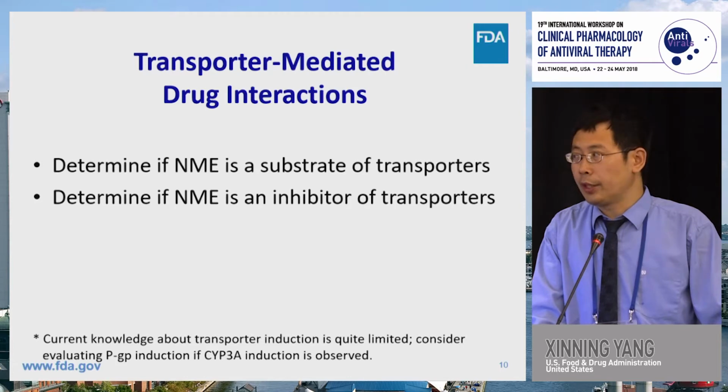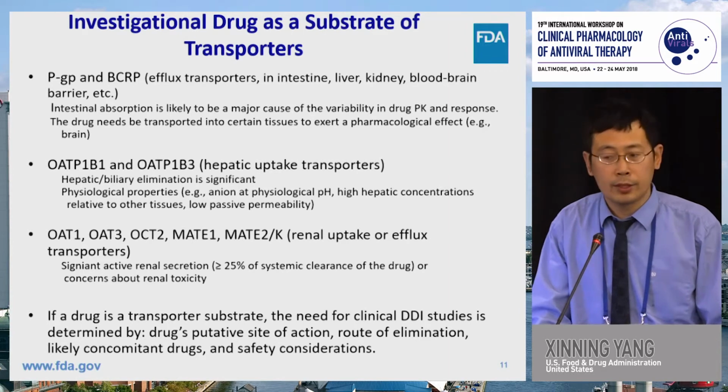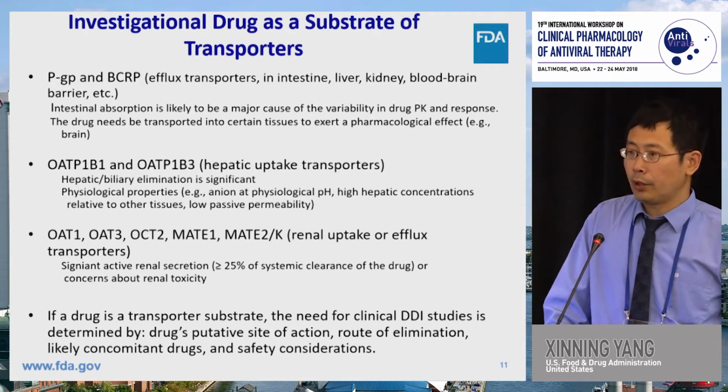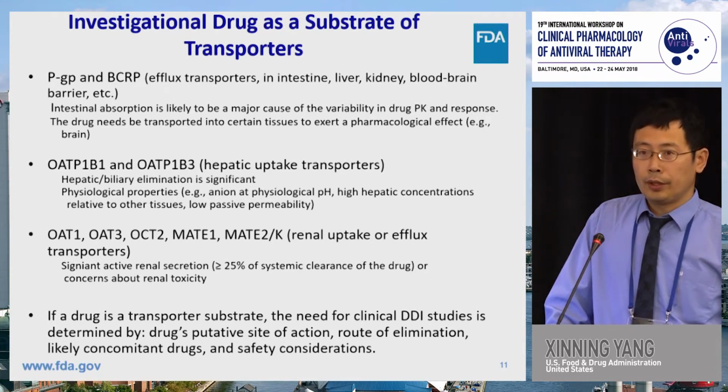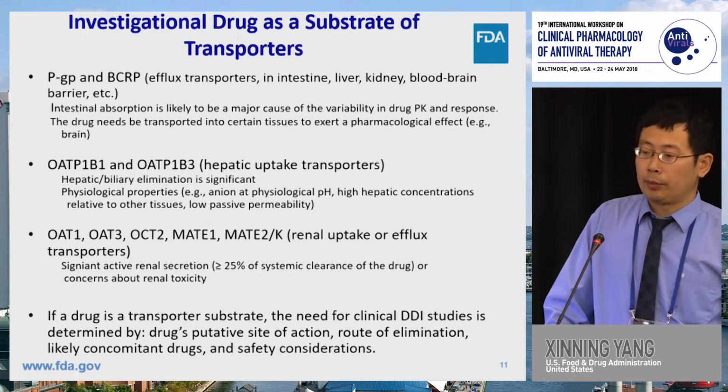Now I will switch gears to transporters, as a substrate or as an inhibitor. As Kelly mentioned, as a substrate, it's mainly three groups of transporters. One is the PGP and BCRP. As you know, they are efflux transporters present in multiple organs. They limit drug absorption in the intestine or mediate biliary secretion in the liver or renal secretion. And they may also limit the penetration of drugs into the brain because they are present on the blood-brain barrier.